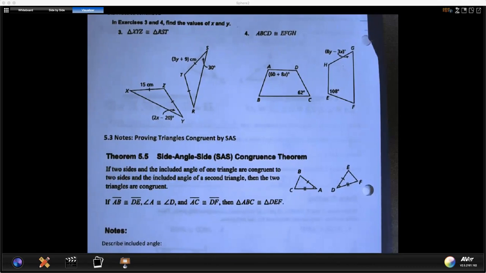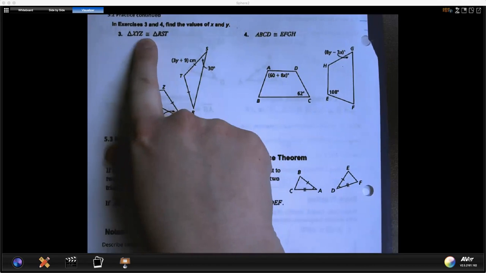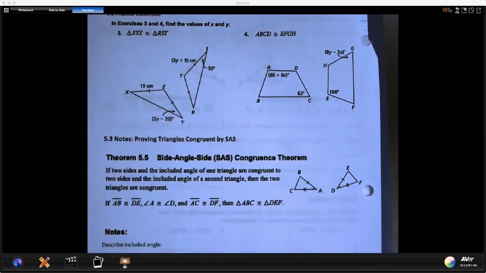Okay, questions 3 and 4 are going to wrap up our topic on 5.2. And it's the same concept from before. We're just going to be solving with a bit of algebra in there. In exercises 3 and 4, we're going to find the values of x and y. And what we're told is triangle XYZ is congruent to triangle RST. So really the biggest thing here is focusing on what is common.